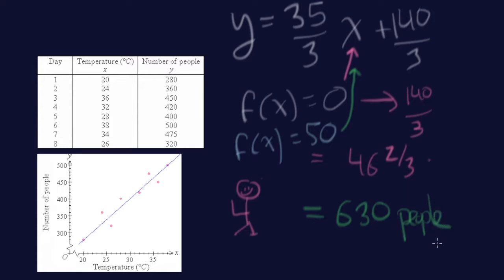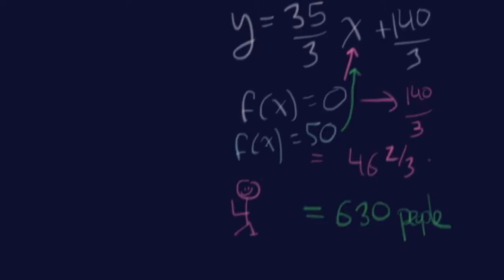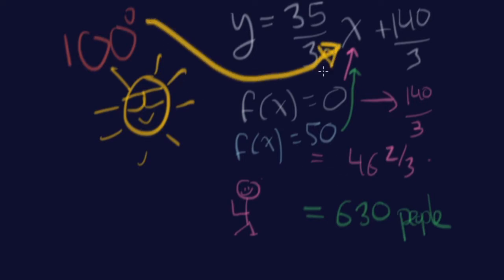Now, this is where stats gets kind of interesting. If it was a balmy 100 degrees, what would happen? If it was super sunny and 100 degrees, what would you expect? Here's my son. My son's awesome. There he is. He's happy. Maybe he's dancing with a zebra. I don't know. How many people would you expect? You could just throw 100 into the equation and see what happens, but that's what the mathematical answer would be.